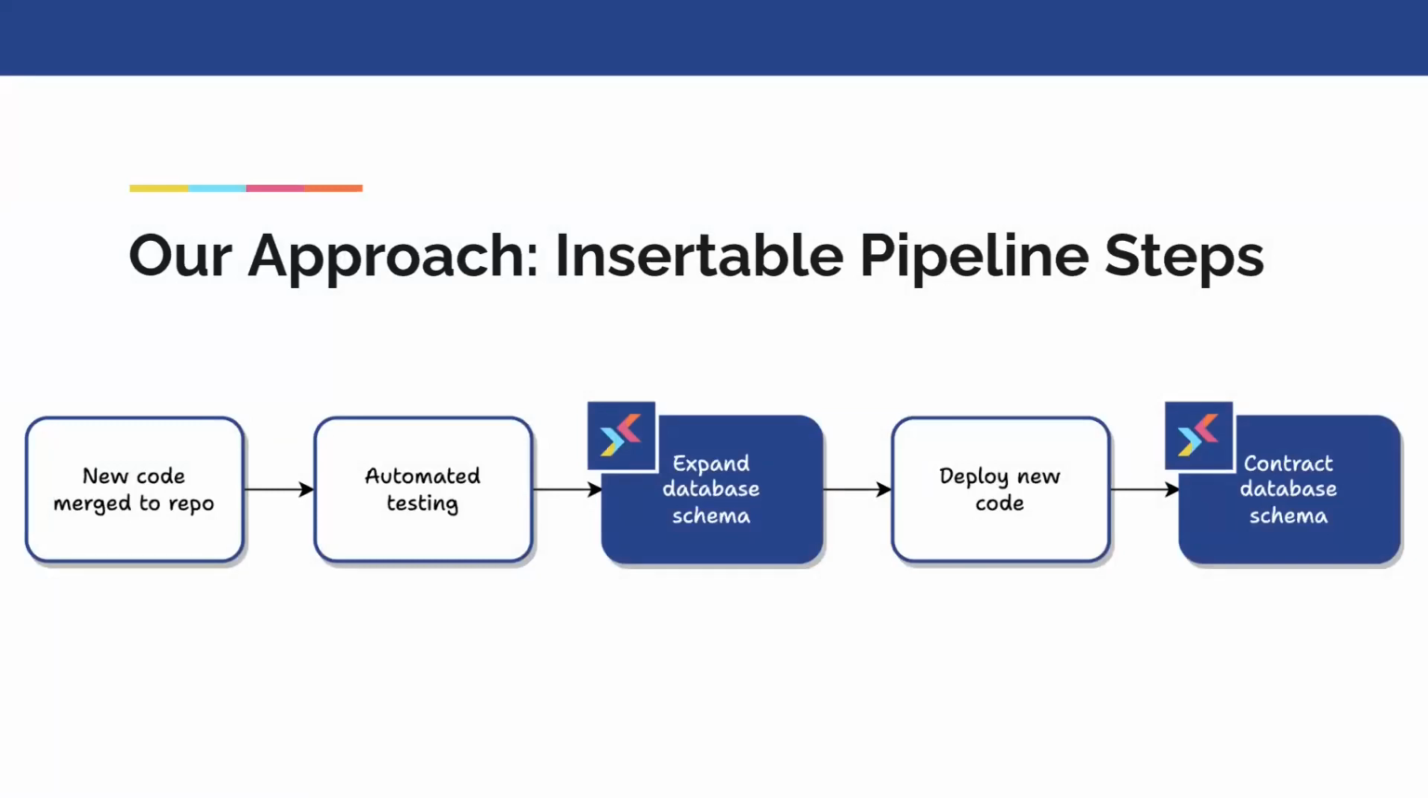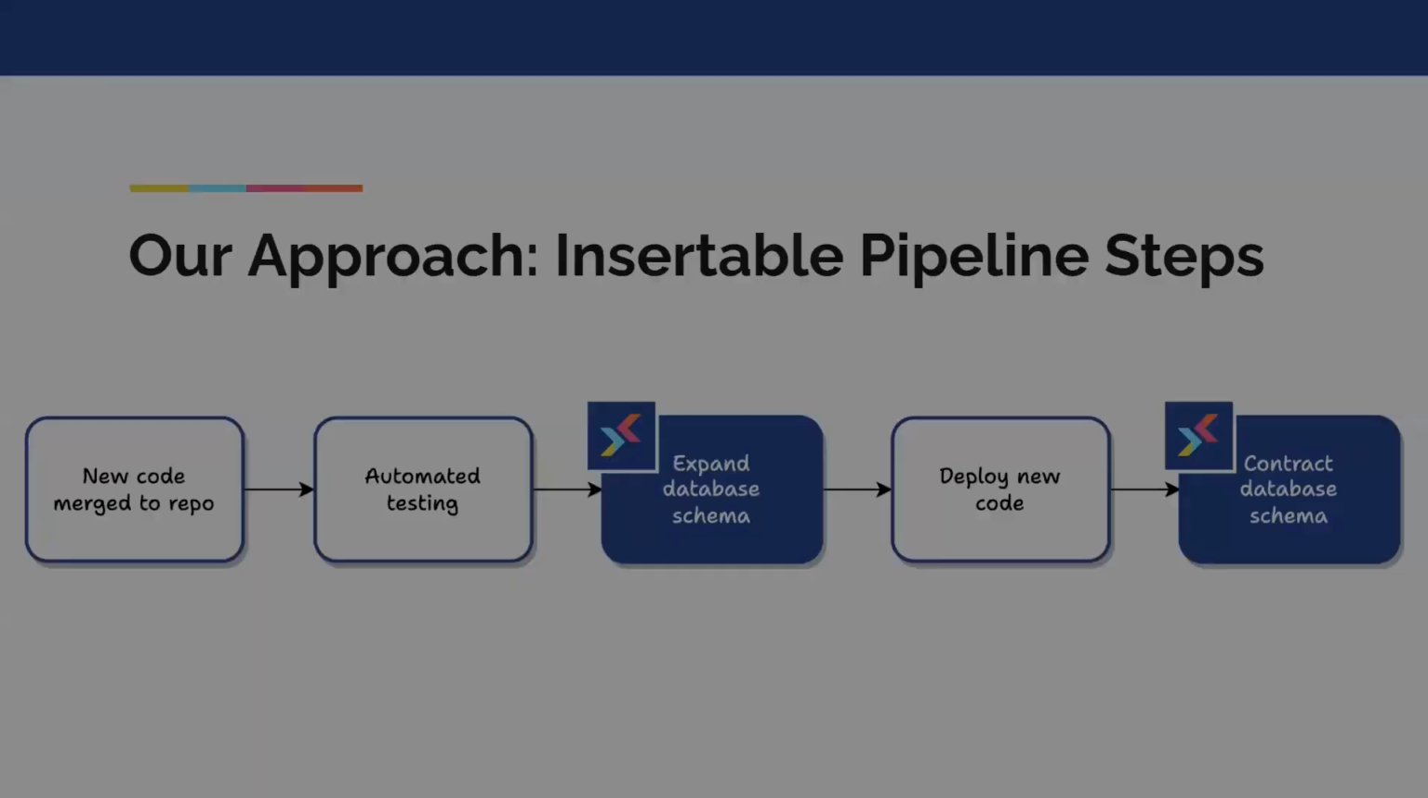Laridae offers steps for expanding and contracting the database that can be slotted into an existing deployment pipeline. This way, performing Laridae's reversible zero-downtime schema changes becomes as easy as updating application code. In order to achieve this integration, we had to narrow our use case. So we currently support deployment pipelines on GitHub Actions for AWS Fargate deployments.